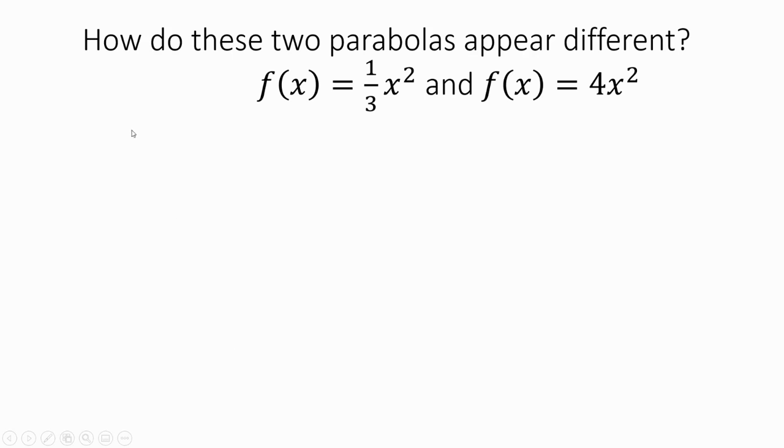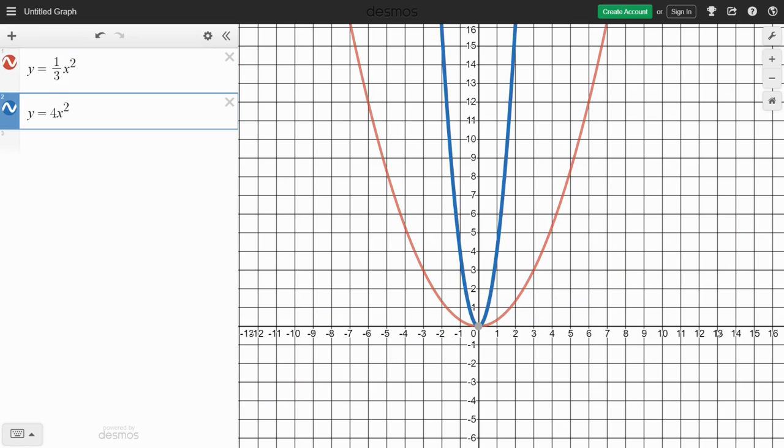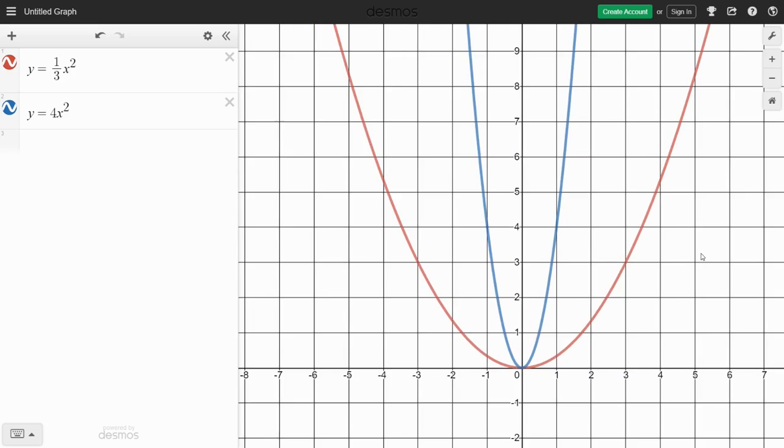Okay, actually write this question down in your notes. It asks you, how do these two parabolas appear different? And they give us f of x equals 1/3 x squared and f of x equals 4x squared. All right, so I've got my 1/3 x squared showing up in red and my 4x squared showing up in blue. So what's the difference between these two graphs here?